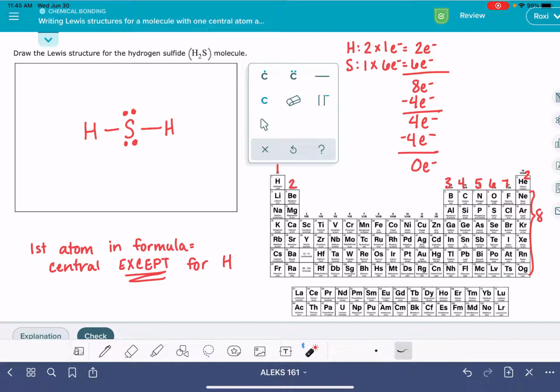The last thing that we want to do is just check all of our atoms and make sure that they have an octet. If we look at the sulfur atom, we can see it has 2, 4, 5, 6, 7, 8 electrons, which means it's happy. Hydrogen atoms don't like to have an octet. They're too small. They can't have that many electrons. Instead, they just like to have 2. So this hydrogen atom has 2 electrons. It's happy. And this hydrogen atom right here also has 2 electrons, so it is also happy.